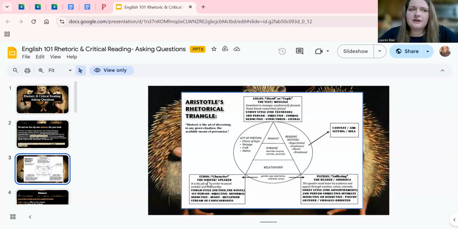But if we're talking about information coming from a world renowned ecologist, we look at that person's name and we're like, okay, they've accomplished all these things. They are informed on these things, so we can trust what they're saying. So ethos appeals to a person's character.